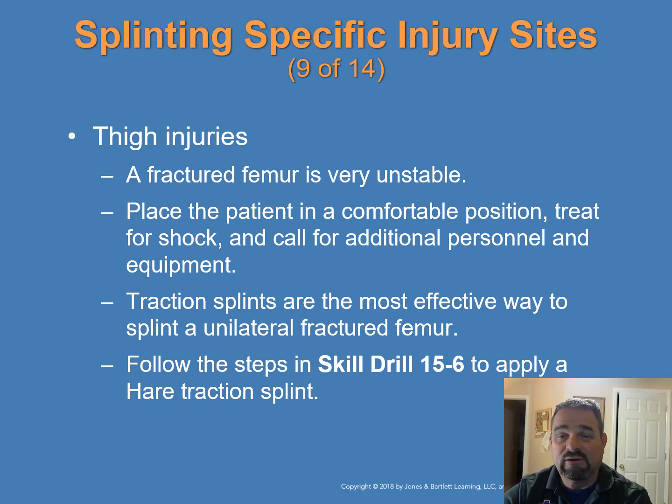After a motor vehicle crash, you may have to move patients quickly. Secure both of the patient's legs together with swaths, cravats, or bandages so that the two lower extremities are immobilized as one unit. Traction splints are the most effective way to splint a unilateral fractured femur, so a fracture only on one side. They were designed specifically for this purpose. You should know how to use a traction splint so you can assist EMS personnel in their application.